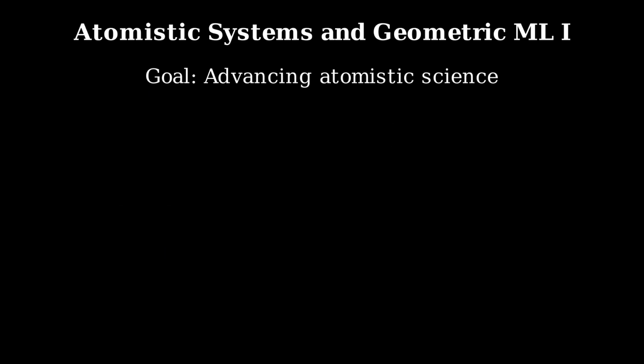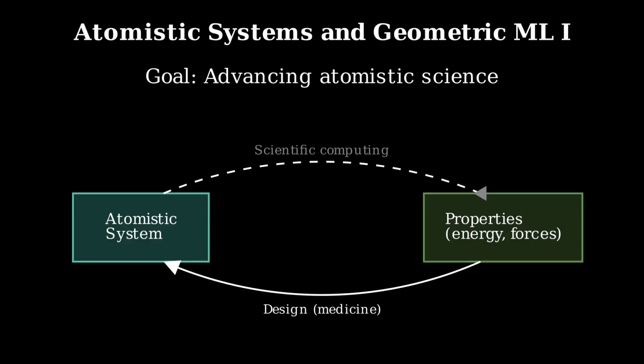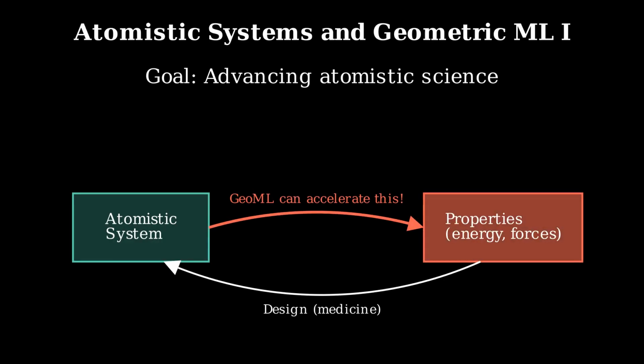Ultimately, our goal is to advance atomistic science. We often need to map an atomistic system to its physical properties, like energy and forces. Traditional scientific computing methods do this, but they are notoriously slow and expensive. This loop is critical for fields like medicine design. Geometric machine learning acts as a powerful accelerator, drastically speeding up these computations while preserving strict physical laws.